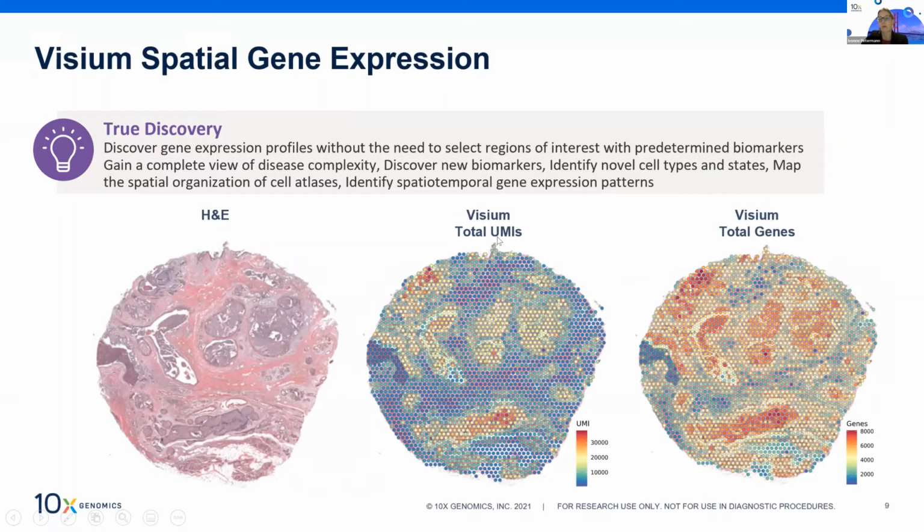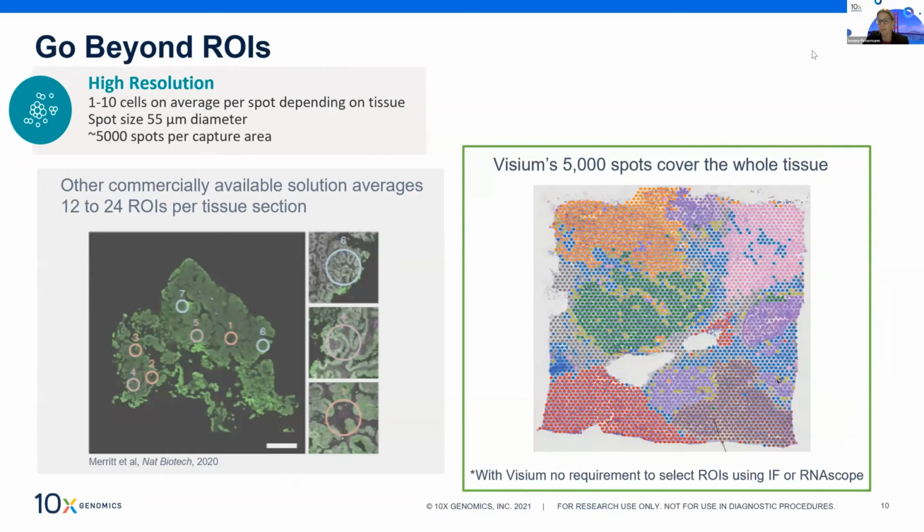You can see the total unique molecular identifier counts as well as the total gene counts in this particular sample here. And what this allows you to do is to assess the disease complexity. You can look at new biomarkers. It allows you to identify new cell types. You can map the spatial organization of cell atlases and also look at spatial temporal gene expression patterns if you want to. So we have examples across all those different types of applications. So really the power is that you are looking at about 5,000 of these spots covering your tissue.